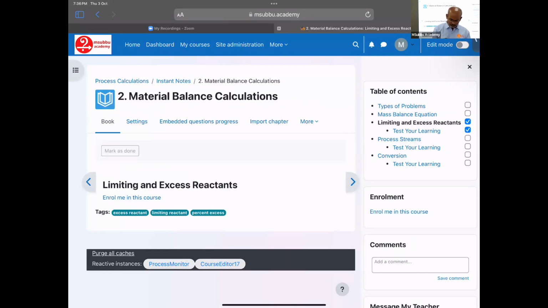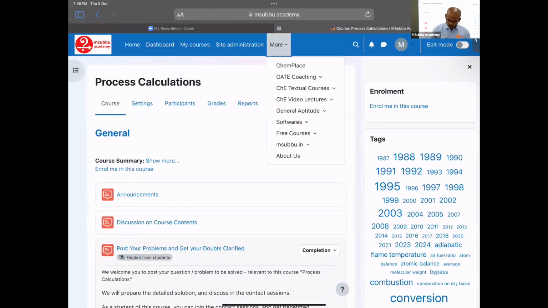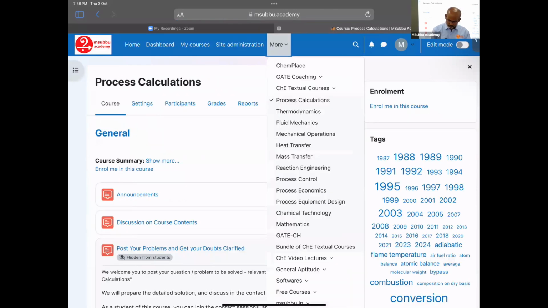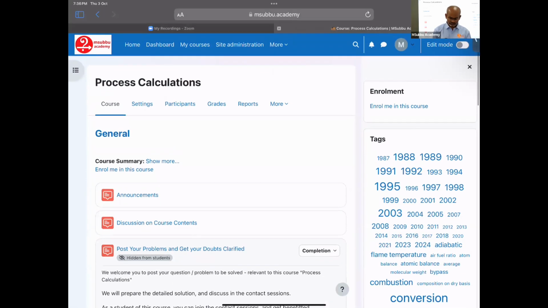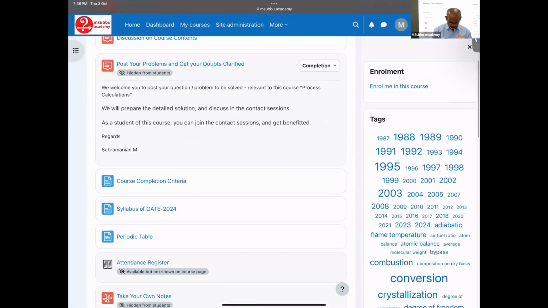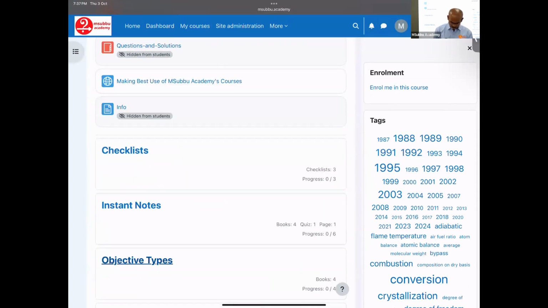So in that way, these materials are very nicely available. Every subject has a textual course as well as a video course. For example, process calculation is what is called a textual course, without any text content. It is simply called a textual course. Here a variety of questions are available.